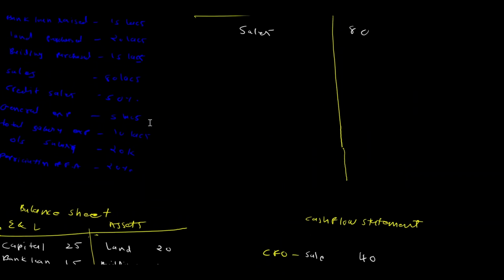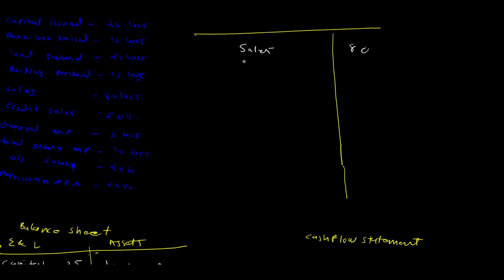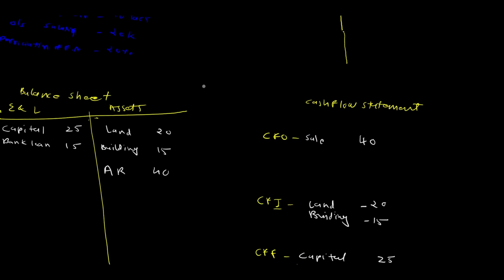Then general expense, 5 lakhs. General expense is a cash outflow.